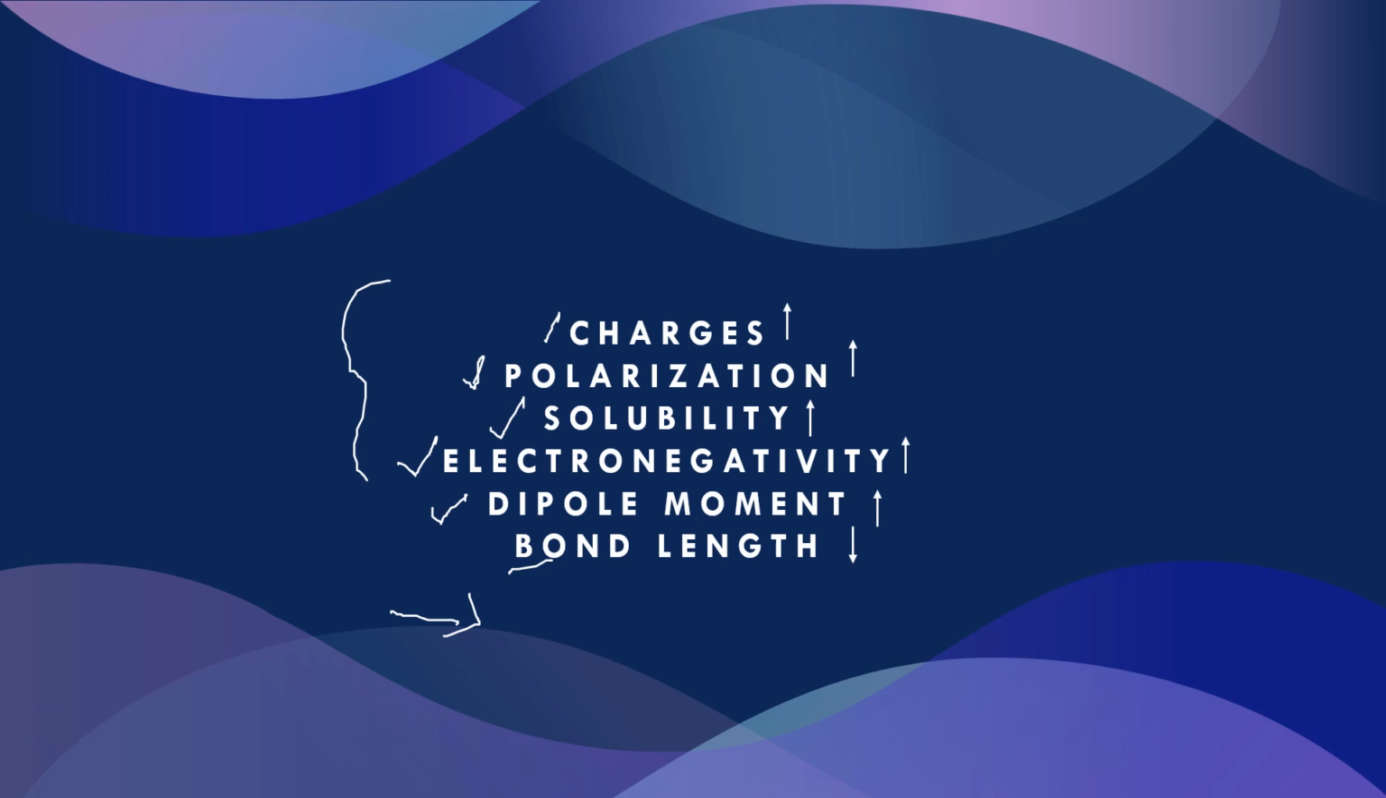Bond length decreases. Why? Because the more the distance, the less the dipole moment. The more the dipole moment, the less the bond length. So, it is clear to you all that these factors are all related to the dipole moment, while this is the thing which defines the distance. And that's all about today's lecture.